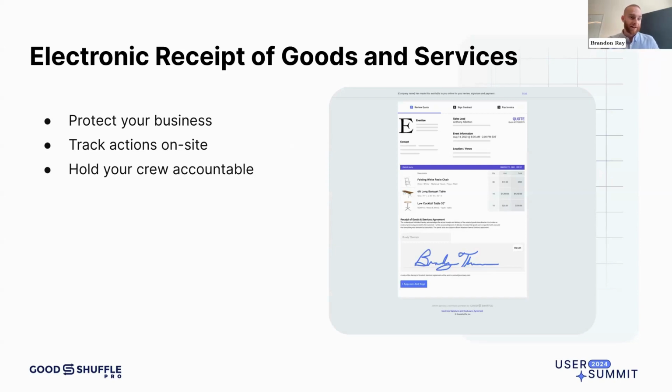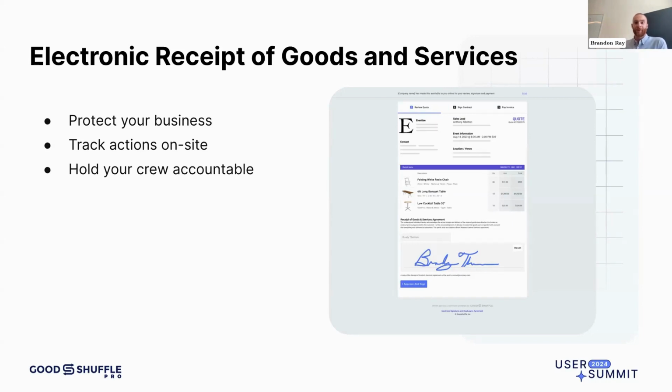Our new electronic receipt of goods and services is a special digital version of your customer's contract. So upon delivery, your team can access the document on their phone or tablet and then hand it over to the customer to get their confirmation and their signature on delivery. As long as your crew has a digital device, they'll always have everything they need to capture the signature. No more excuses if they don't.